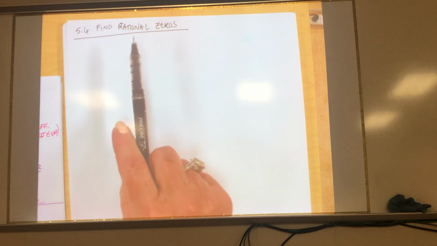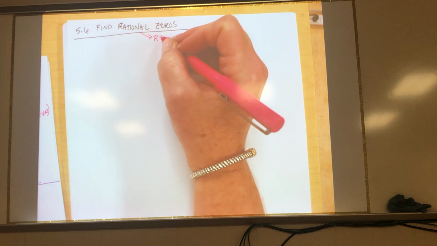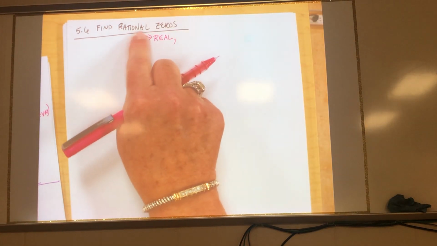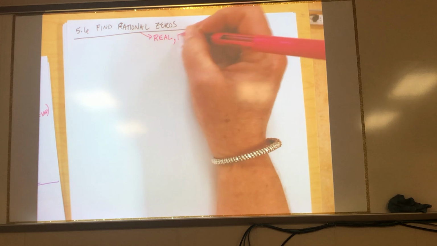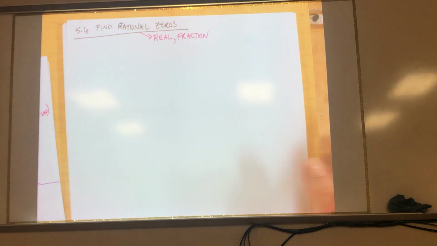5.6, find rational zeros. Does anybody know what the word rational means? Okay, they are real. Yes, when you see the word rational, these will be real zeros. They will not be imaginary, they will be real. But this is just a mathy or a technical term for a fraction. 9 times out of 10, when they say rational, you're going to have some fractions. Okay?